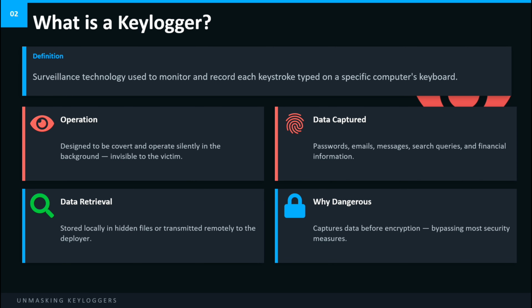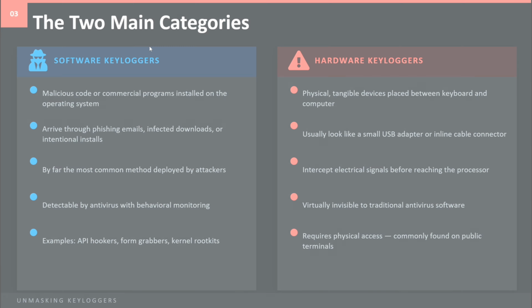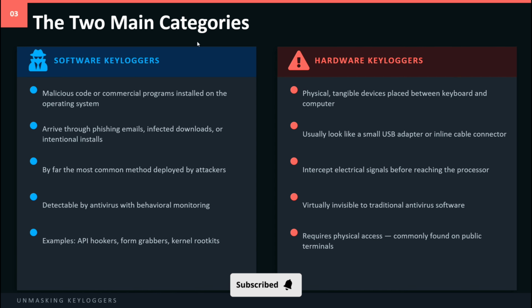Okay, let's move to the next. Two main categories of keyloggers. Keyloggers come in two distinct types, and understanding the difference is critical, because they work differently and need different defenses. One is software keyloggers, another is hardware keyloggers.